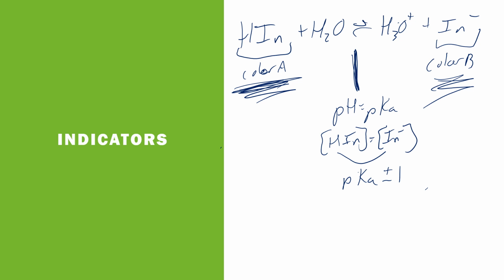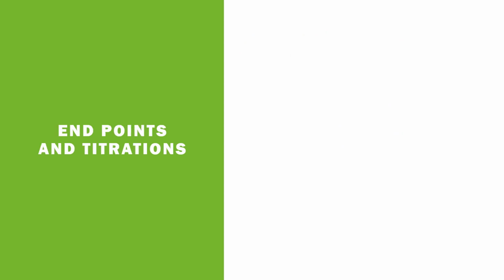Okay. So indicators will always kind of throw off your actual acid-base reaction just a little bit, because the indicator has to react with something in order to change color. So let's look at our titration curves. Right. So if I have a strong acid-base titration, we know that the pH at equivalence point will be 7.